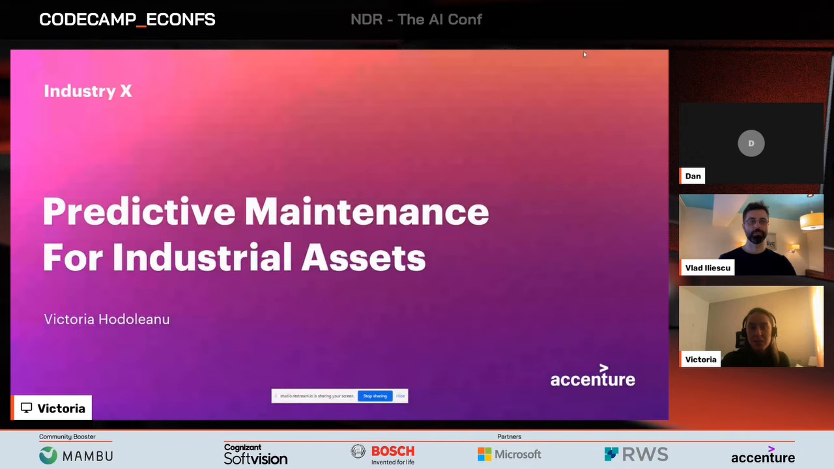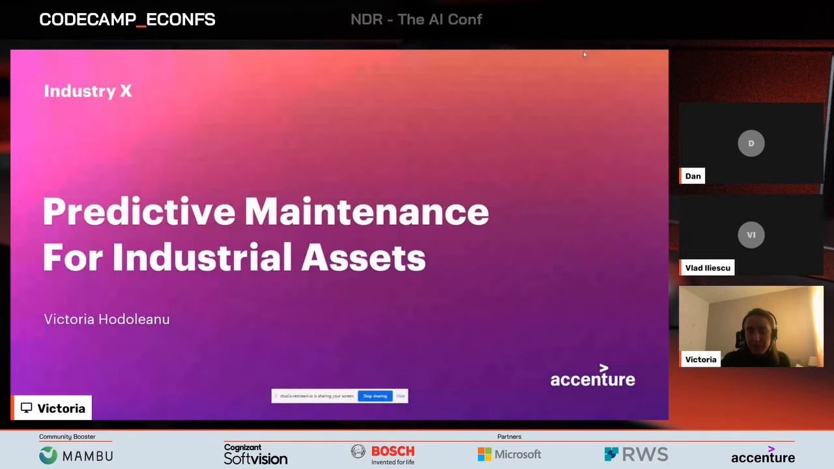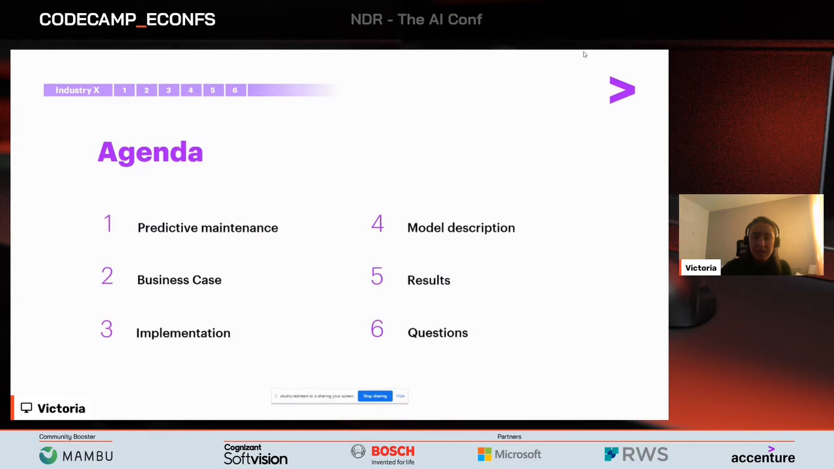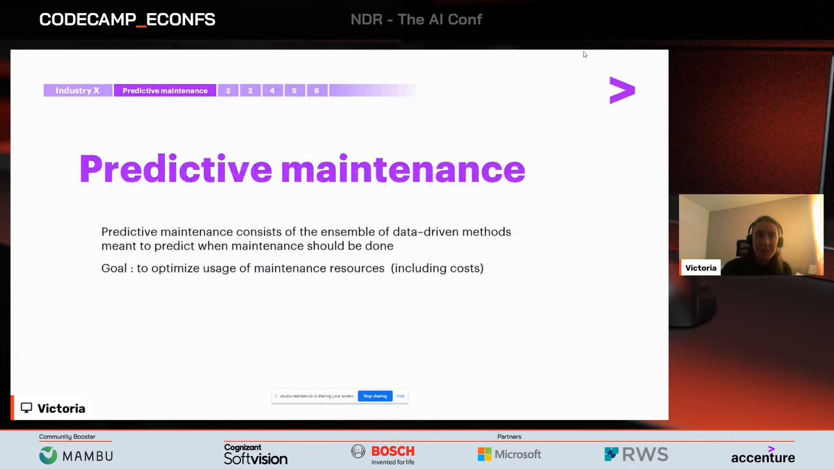Today I'm going to talk about one of the projects we've been working on. Its subject is predictive maintenance for industrial assets. I'm going to talk a bit about what predictive maintenance is, our business case, some details about the implementation, the model description, some brief results, and if anyone has any questions, I'll be more than happy to answer them.